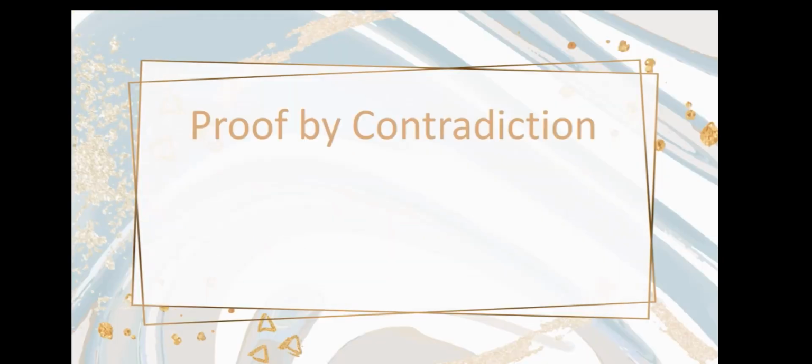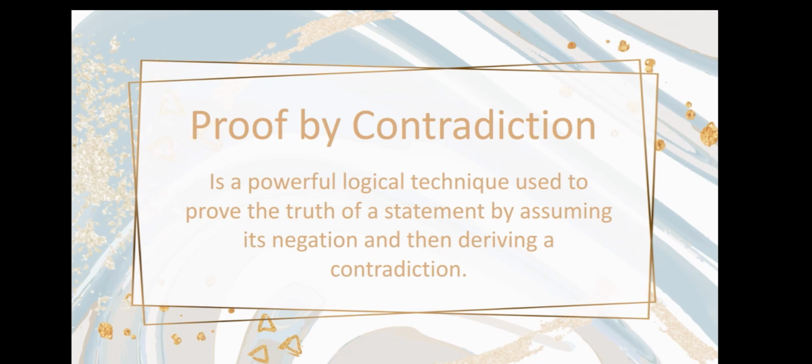Today I am going to discuss proof by contradiction. So, what is proof by contradiction? Proof by contradiction is a powerful logical technique used to prove the truth of a statement by assuming its negation and then deriving a contradiction. This method is particularly useful when the direct proof of a statement is difficult or not immediately apparent.